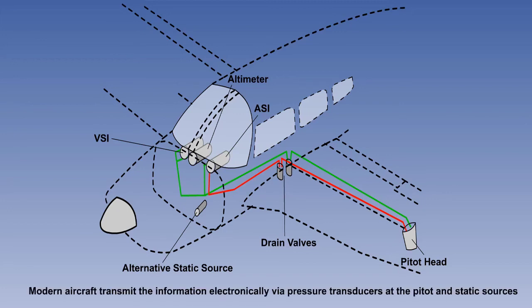Modern aircraft transmit the information electronically via pressure transducers at the pitot and static sources. The effect of blockages and leaks in the pitot static systems on each of the pressure instruments is dealt with in the individual instrument lessons. This concludes the lesson. A summary follows.